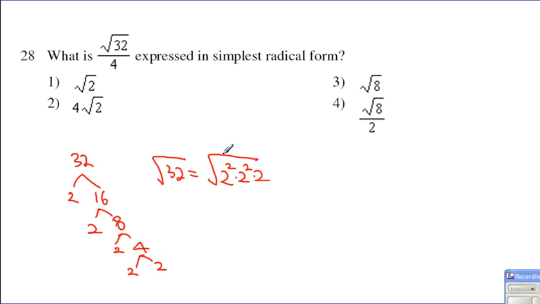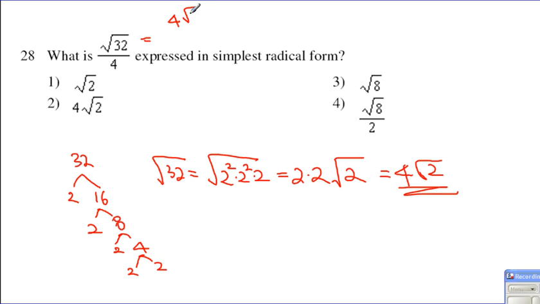And then whenever you see a perfect square, it can come out, so it becomes 2 times 2, because these two were perfect squares. They came out, and radical 2. In other words, 4 square root of 2 would have been what we are looking at here. So if you rewrite this one, it would have been 4 square root of 2 divided by 4. And 4 cancels out. Our answer becomes radical 2.